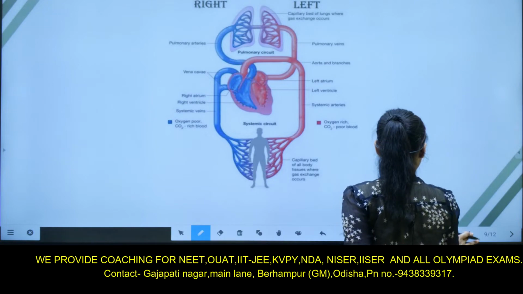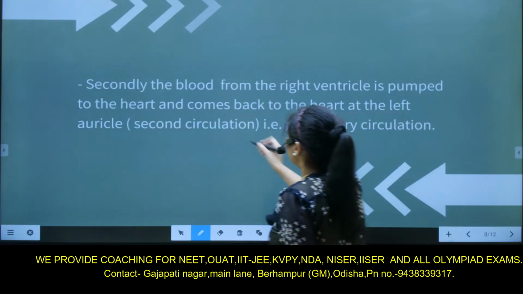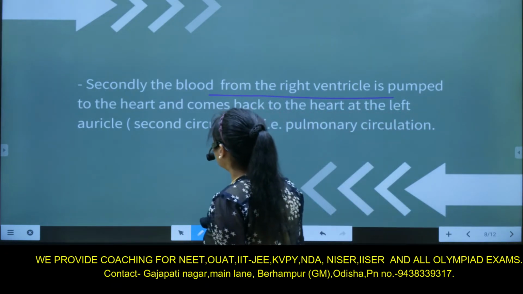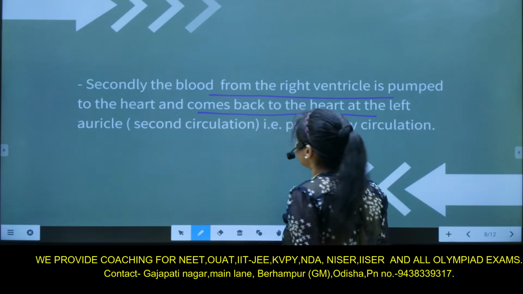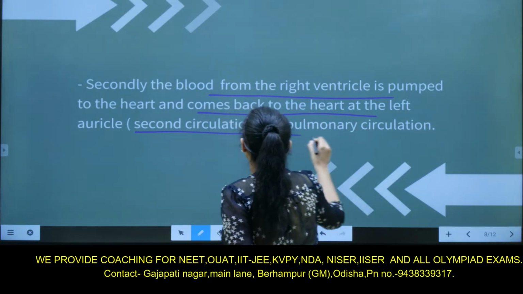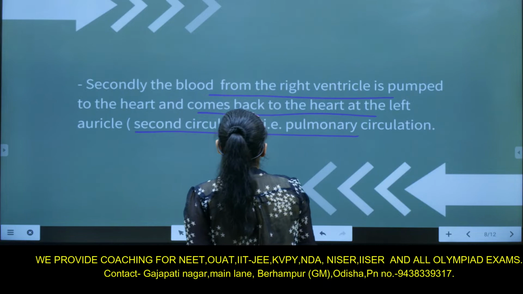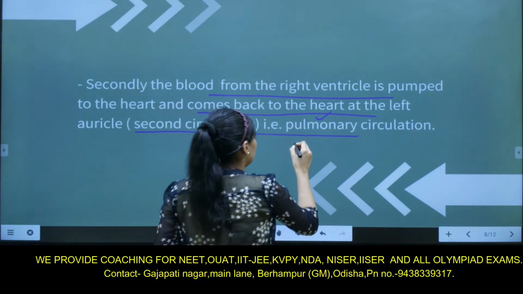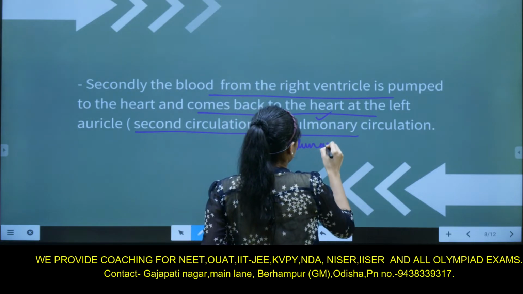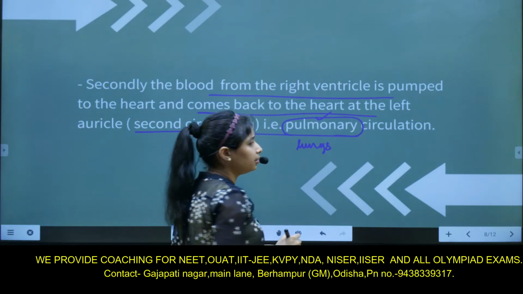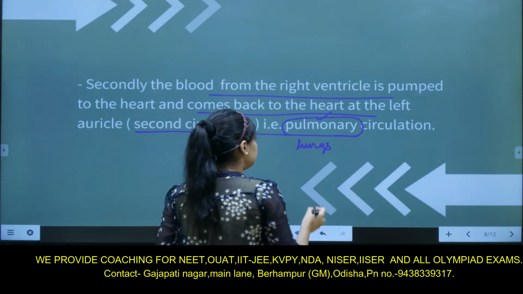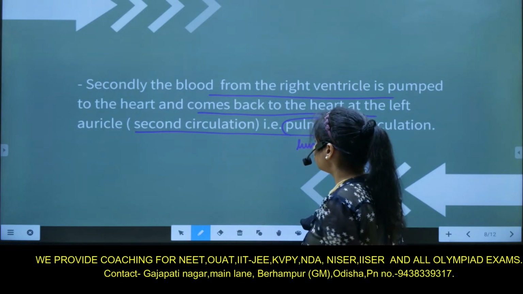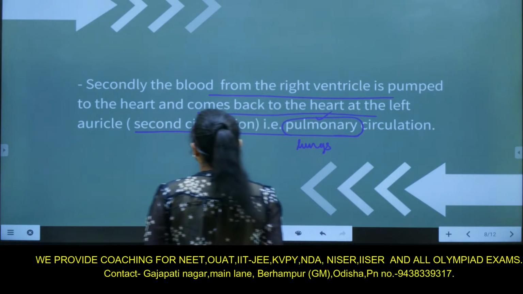and the second circulation is, secondly, the blood from the right ventricle is pumped to the lungs and comes back to the heart at the left auricle. That is the second circulation or second complete circulation. That is also known as pulmonary circulation, as it involves the lungs. That's why it is known as pulmonary circulation. And that part, systemic circulation, involves the other body parts with the heart. That's why it is also known as systemic circulation.